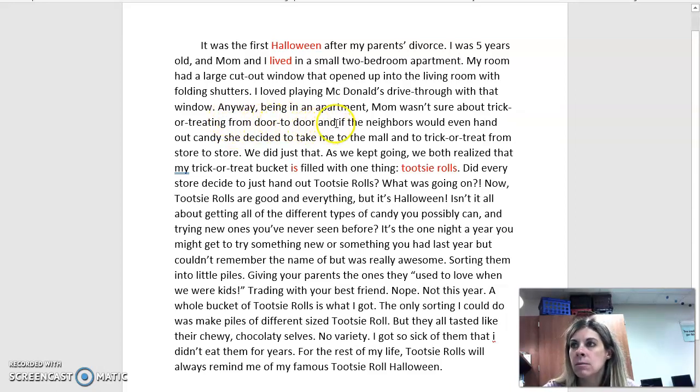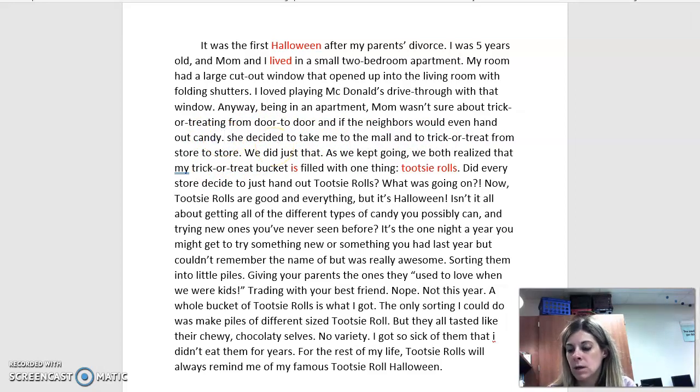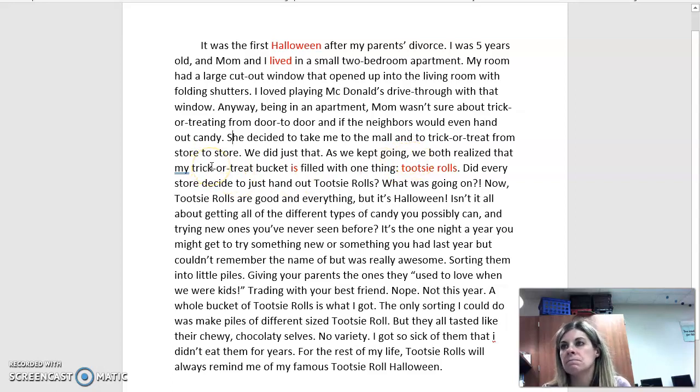Anyway, being in an apartment, Mom wasn't sure about trick-or-treating from door to door and if the neighbors would even hand out candy. That seems like a good spot. I'm going to put a period here and capitalize the S because it's at the beginning of the sentence. She decided to take me to the mall and trick-or-treat from store to store. Sounds good. We did just that.